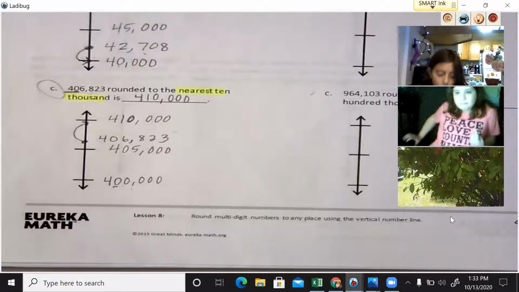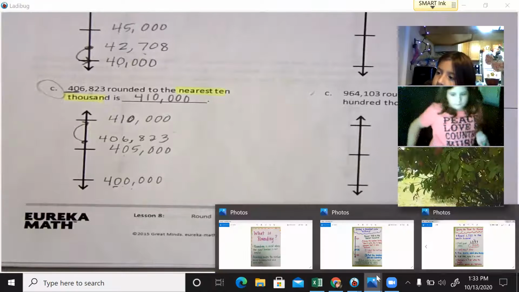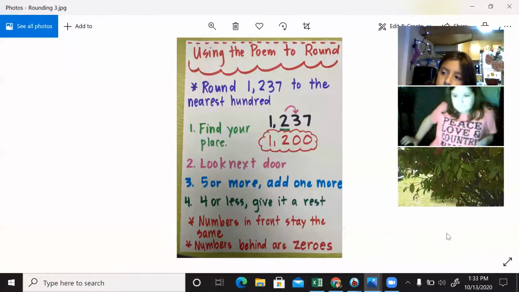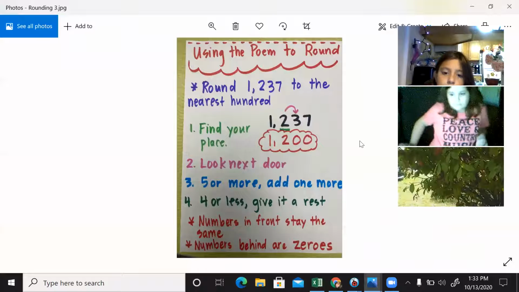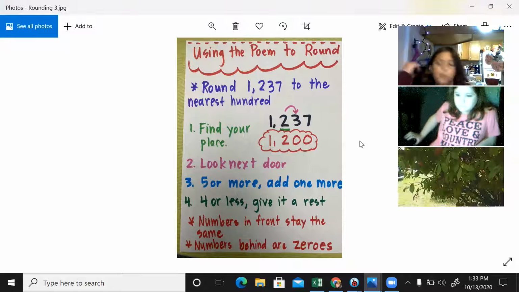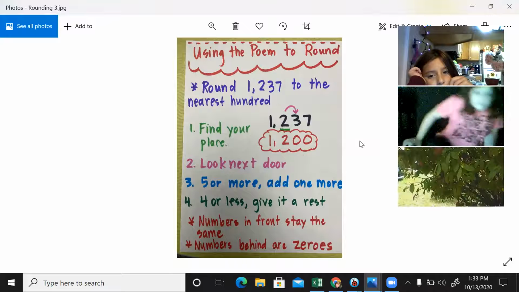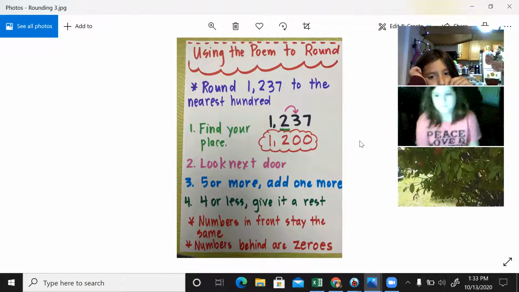Okay, those are the questions that we're going to use a number line to help us solve. Now I'm going to pull up this anchor chart. Now we're going to use a poem to round the rest. And there's many different versions of this poem. For this example, we're going to round 1,237 to the nearest hundred. So you're going to find your place, look next door, 5 or more, add 1 more. 4 or less, give it a rest.